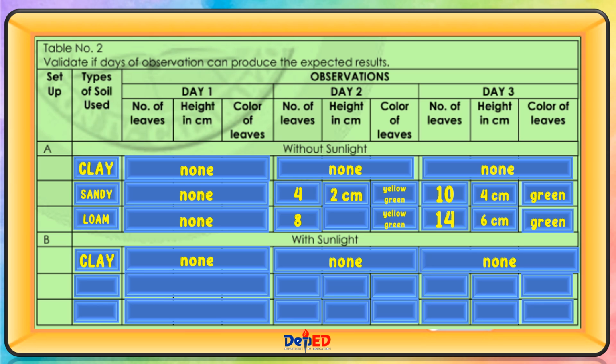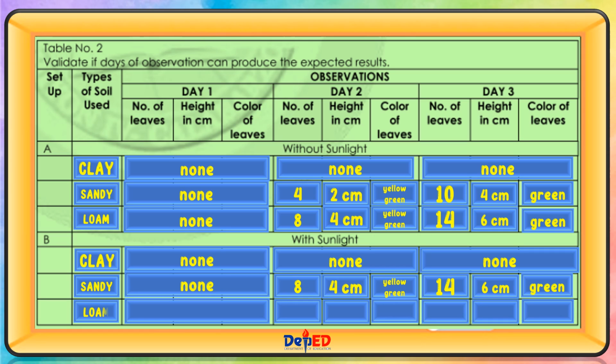Type of soil used with sunlight, sandy. Day 1, number of leaves, height in cm, color of leaves. Day 2, yellow-green. Day 3, number of leaves, 14. Height in cm, 6 cm. Color of leaves, green.